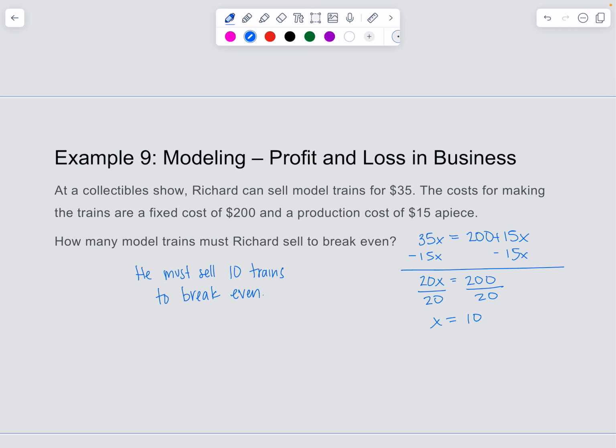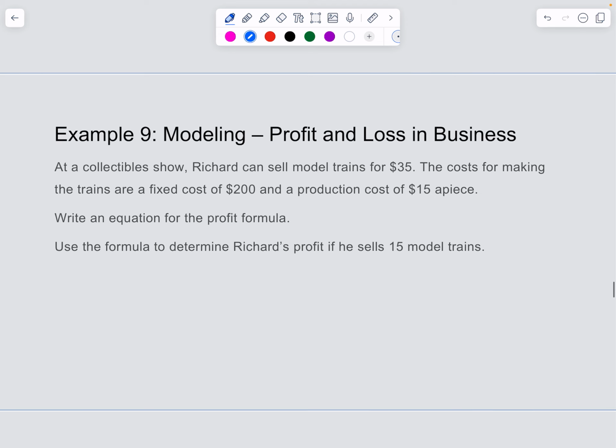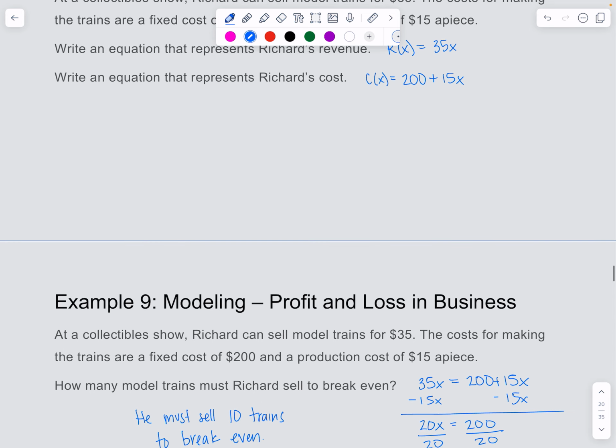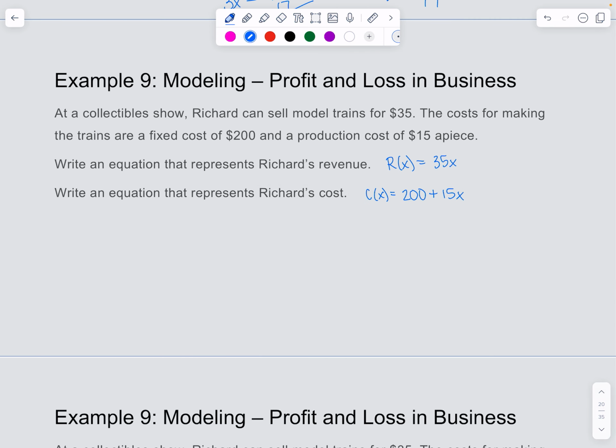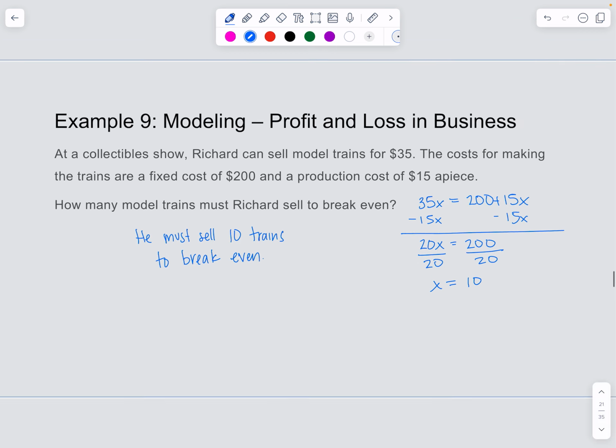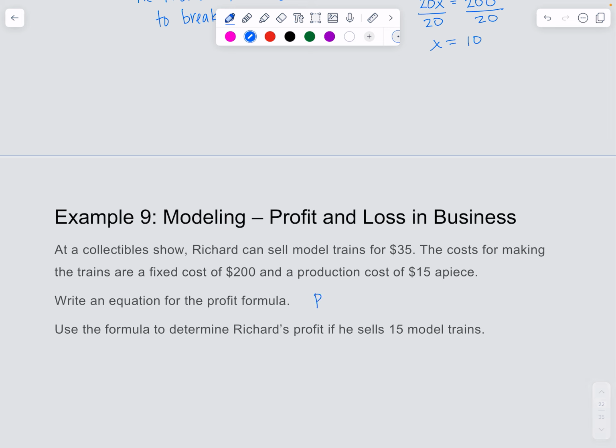Okay, write an equation for profit. Profit means that the revenue has surpassed the cost. However much revenue he made, if he takes out what it costs to make them, there's something left over. So we're going to write that down. Profit, I'm going to represent with P, is whatever revenue he made, subtract off the cost. Whatever's left is his profit.